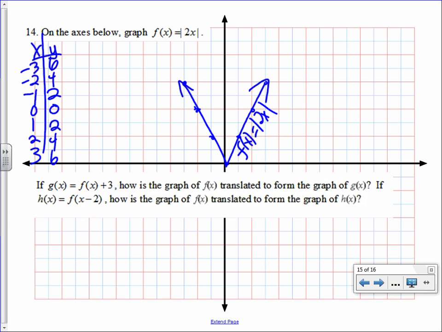If g of x equals f of x plus 3, how is the graph of f of x translated to form the graph of g of x? Well, what's happening here? I'm adding 3 to the f of x. So it's going up 3. Here, in the second question, if h of x equals f of x minus 2, I'm subtracting 2 from the x. So this is the x direction. So remember, it's always the opposite as you would think. So if it's minus, then it goes right 2.